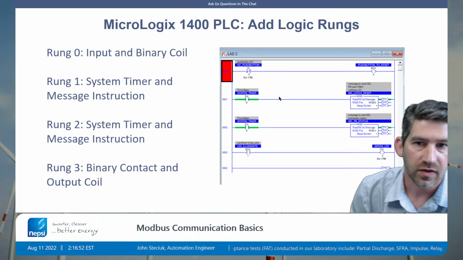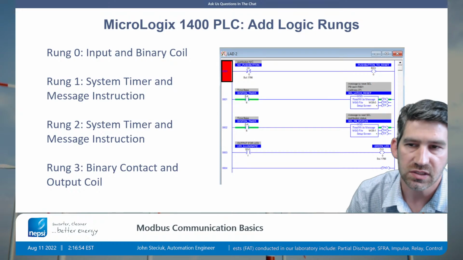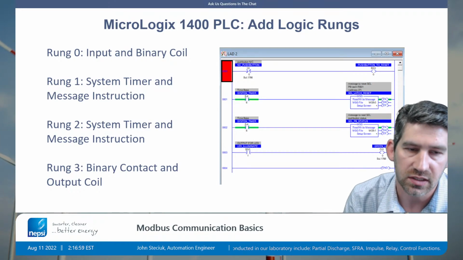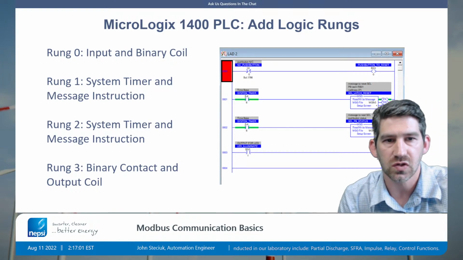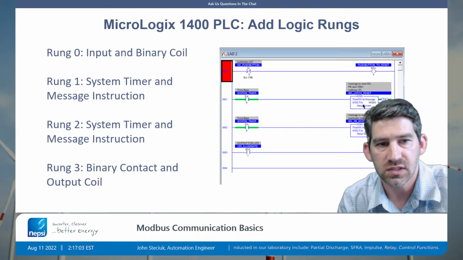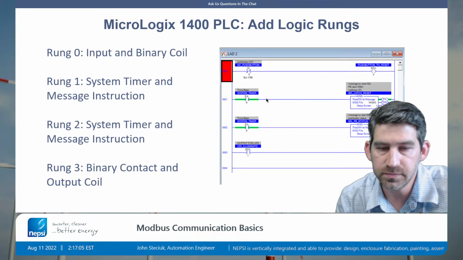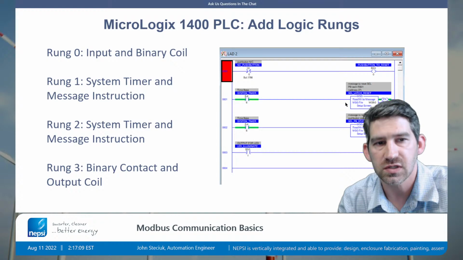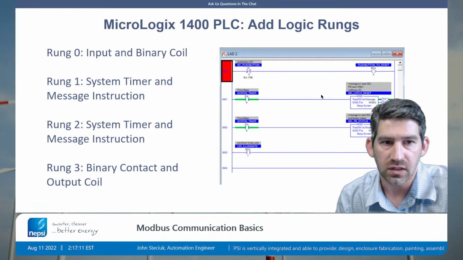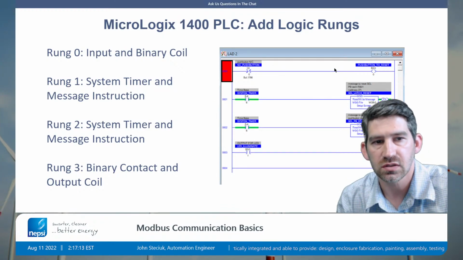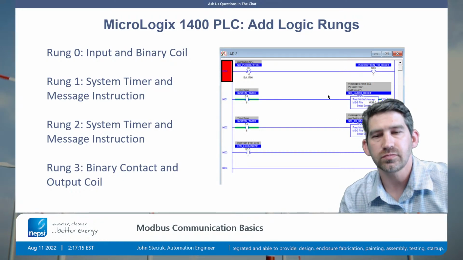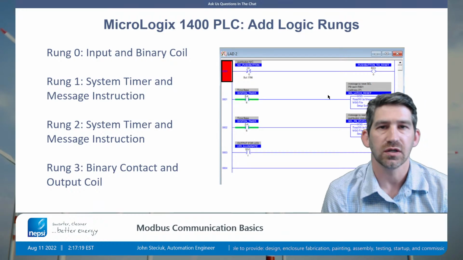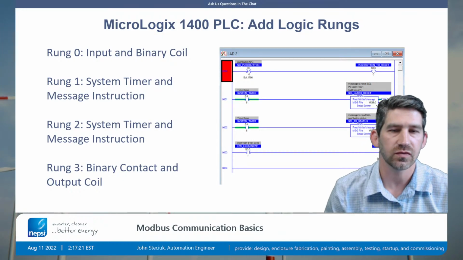For rung 1, we have a system timer, which basically operates about every 1 second, and it's telling this message instruction how often to execute. So I just put this timer in here. It executes about once every second. And these message instructions are where we specify the Modbus function codes so that we can request data from the SCL device.